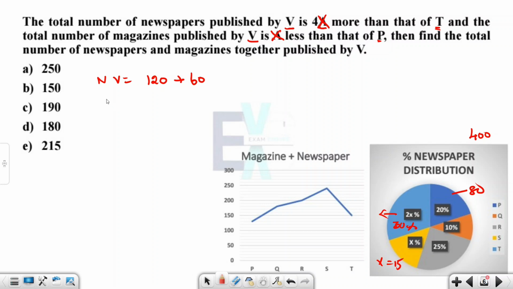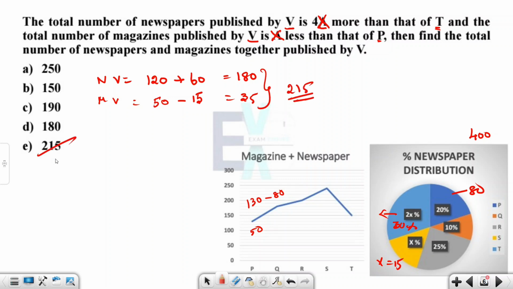And the total number of magazines published by V is X less than that of P. So magazines, see here, totally 130. In that, 80 is newspaper, and the remaining 50 will be magazines. So how much is it less? 50 minus 15. Now find the total number of newspapers and magazines published by V. So here you'll be getting 180, and here it is 35. So what is 180 plus 35? You'll be getting 215. So the answer for this one is 215.